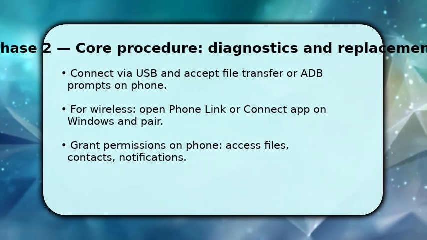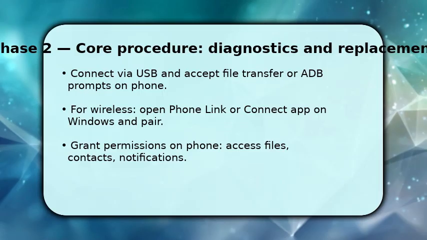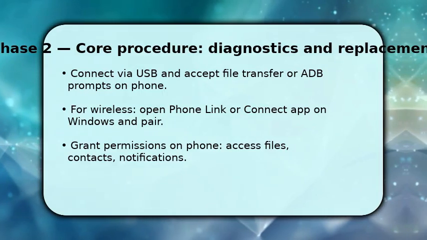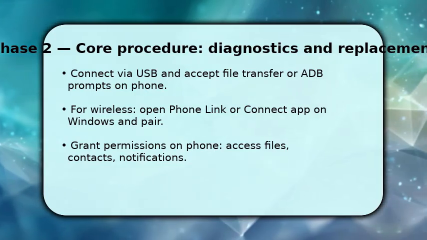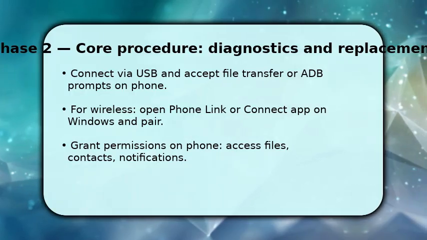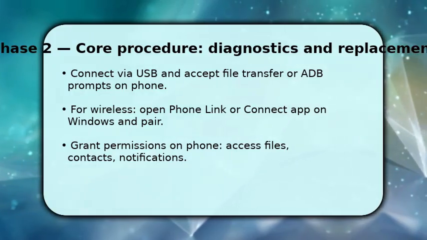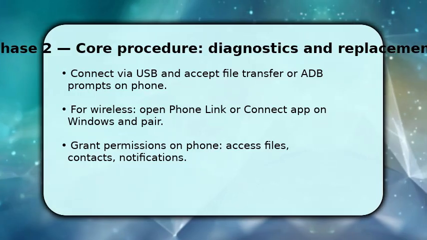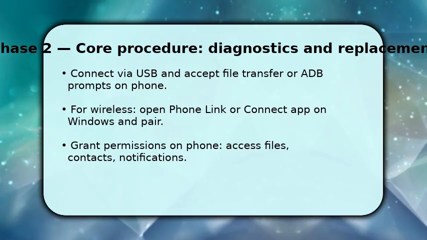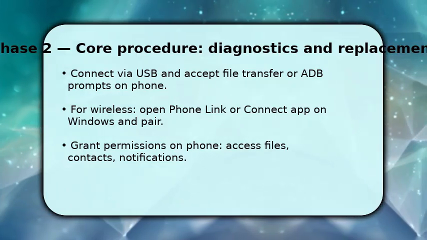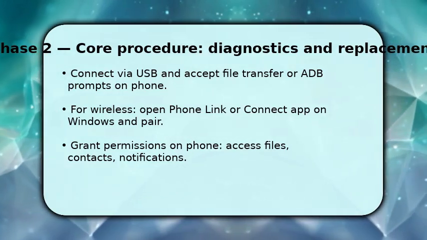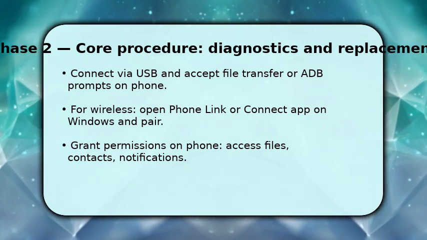If using USB, connect and choose file transfer or USB debugging (ADB) when the phone prompts. Accept the computer's RSA key if asked. For wireless, open Phone Link or the Connect app on Windows, follow the pairing QR or code and confirm pairing on the phone. Grant required permissions, file access, contacts, notifications, because Windows needs these for features like file browsing and message sync. If one step fails, recheck Wi-Fi and Bluetooth or reconnect the cable.